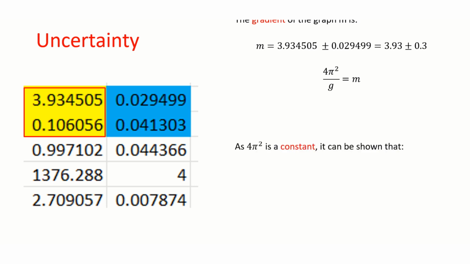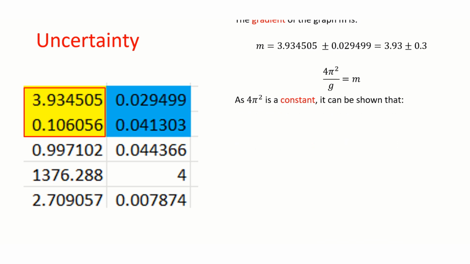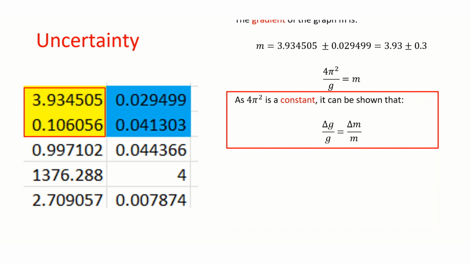How do we do that? Well, for this case, we can use this relationship, that the percentage uncertainties are equal to each other. In other words, the percentage uncertainty in G is equal to the percentage uncertainty in M. Now, I'm putting a red box around this because this is true in some conditions. It's not always true. Right now, we're just using this. However, you're going to find that in certain cases, you can do this.